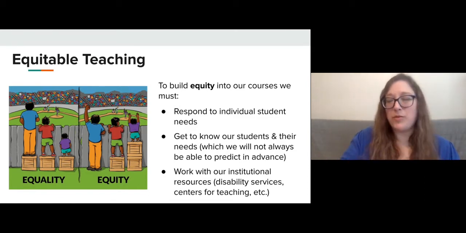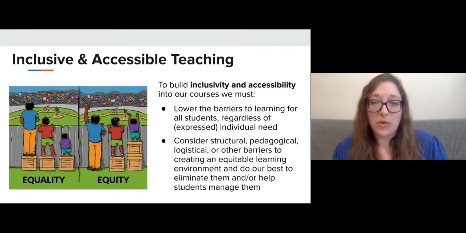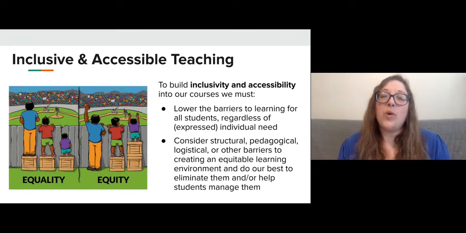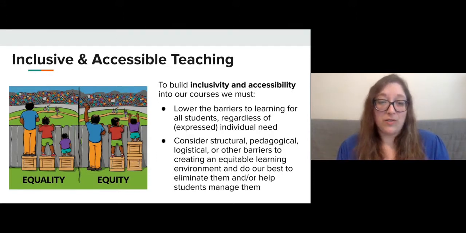So that's equitable teaching, but what about inclusive or accessible teaching? So to build inclusivity and accessibility into our courses, we need to lower the barriers to learning for all students, regardless of their expressed or individual need.